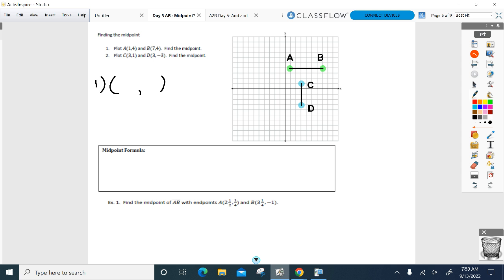When you're ready: 4, 4. Got it. That is the point in the middle. Okay, if you haven't graphed CD, go ahead and graph CD and we'll do the same thing. Midpoint, the point in the middle, cuts it into 2 congruent segments.